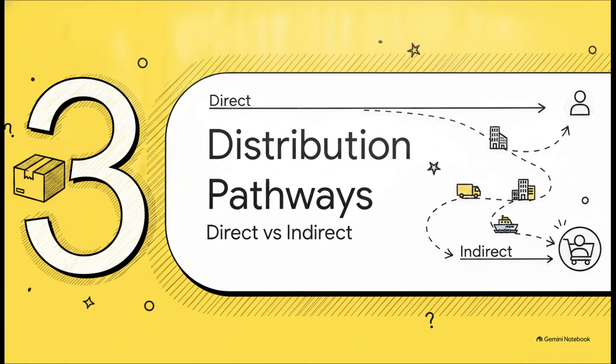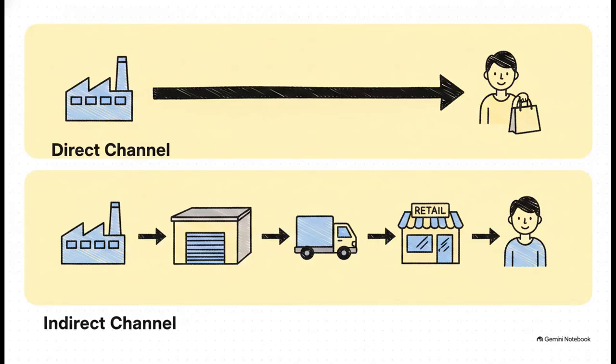All right, Section 3, common distribution pathways. Let's explore the different routes a product can actually take on its journey. You basically have two main options here.